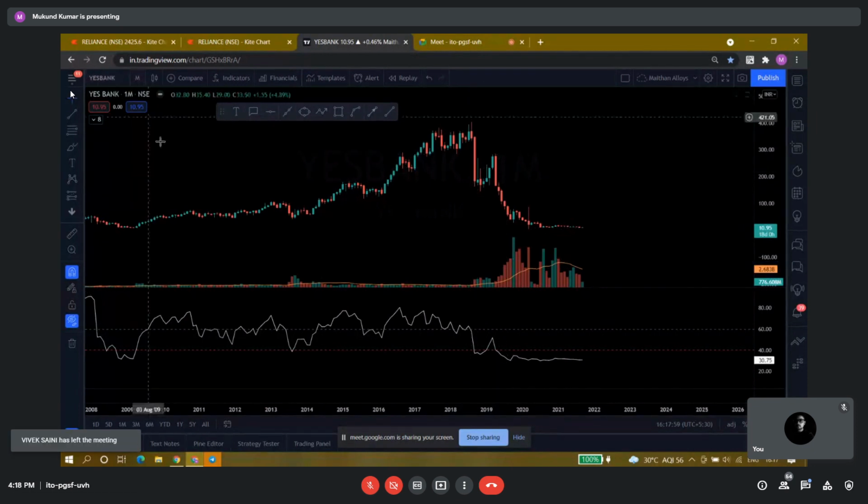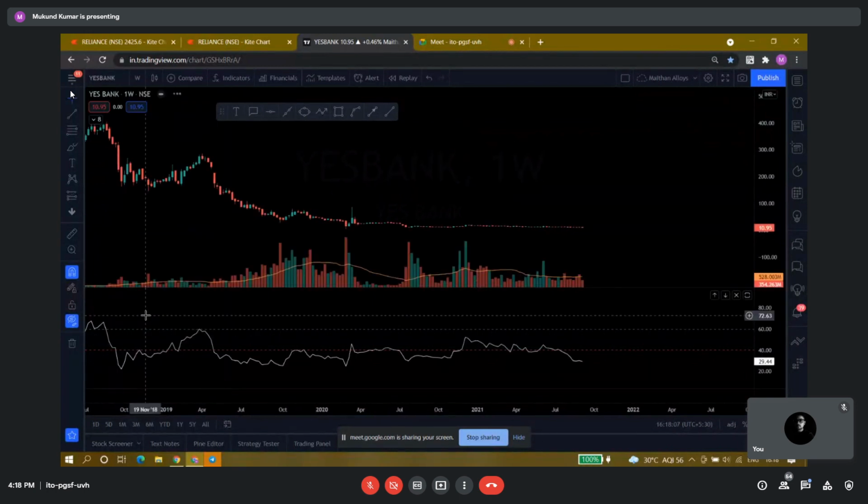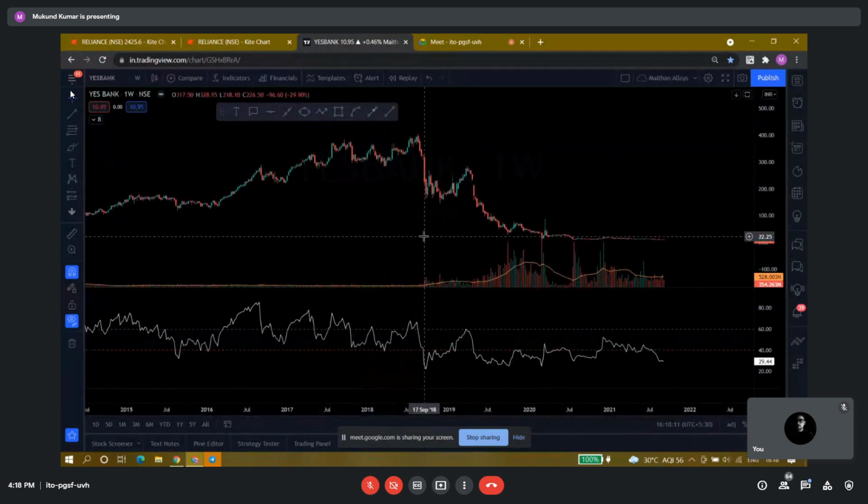For example, now, I have told you that for those who are long-term investors, you have to look into weekly charts as well. So now let's see at what level the weekly chart has given you an exit along with this RSI. Okay, so see this.